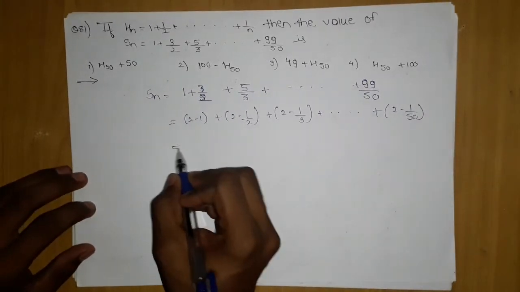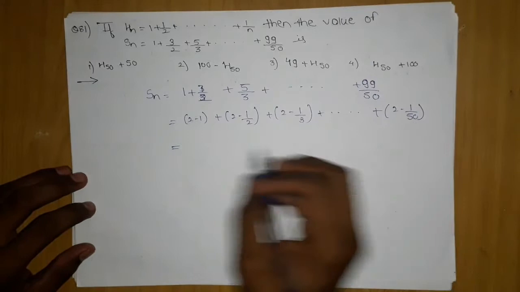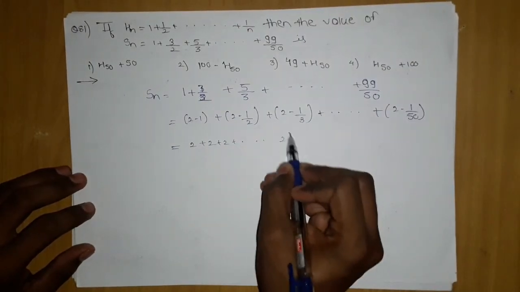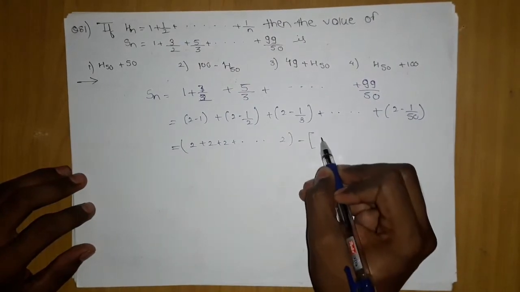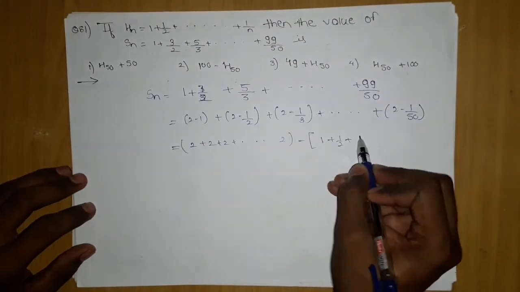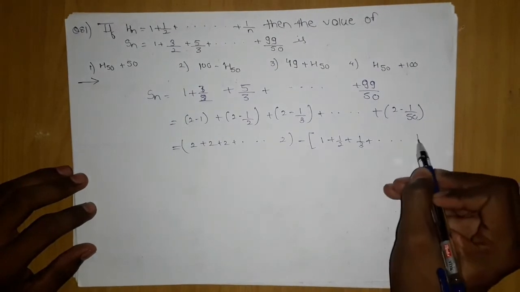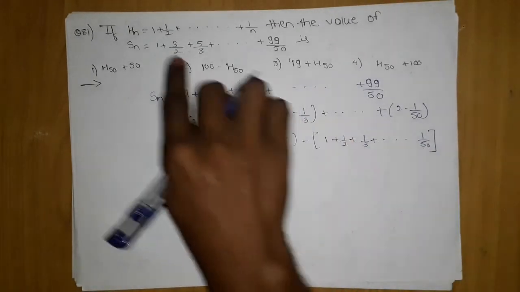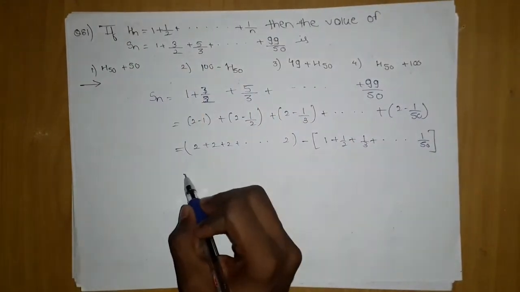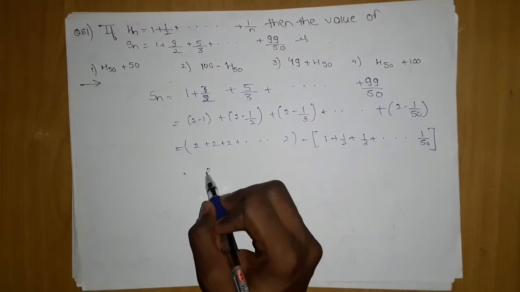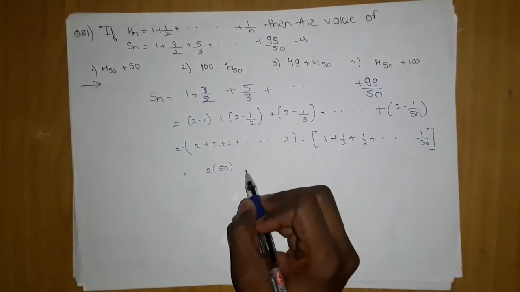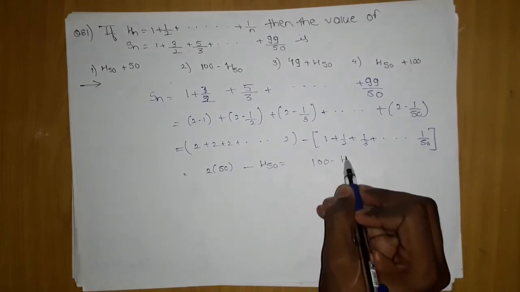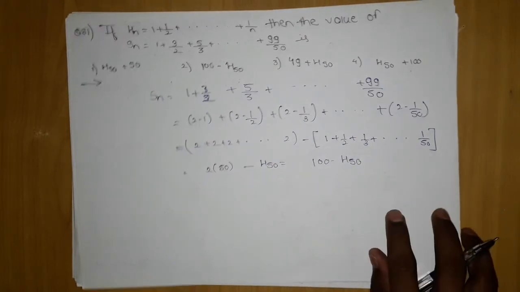So after this, the 2 will move on till 50 times. So 2 plus 2 plus 2 plus and so on till 50 times, and I will remove the minus, which will give me 1, 1 by 2, 1 by 3 and so on till 1 by 50. And now, since n is 50, this will become H50, and this is nothing but 50 times 2 added, so 2 into 50 minus H50, which will give me my final answer, 100 minus H50. Hope you have understood this answer.